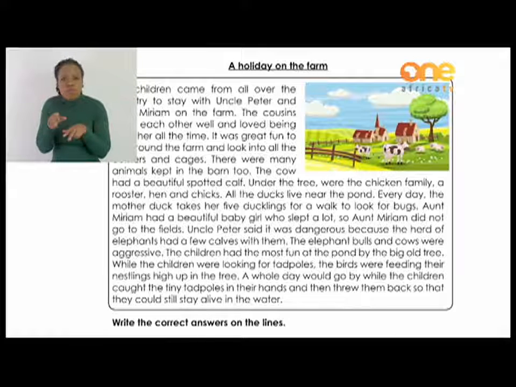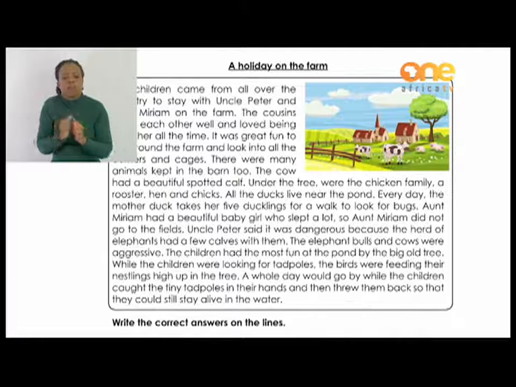Aunt Miriam had a beautiful baby girl who slept a lot. So Aunt Miriam did not go to the fields. Uncle Peter said it was dangerous because the herd of elephants had a few cows with them. The elephant bulls and cows were aggressive. The children had the most fun at the pond by the big old tree, while the children were looking for tadpoles. The birds were feeding their nestlings high up in the tree. A whole day would go by while the children caught the tiny tadpoles in their hands and then threw them back so that they could still stay alive in the water.